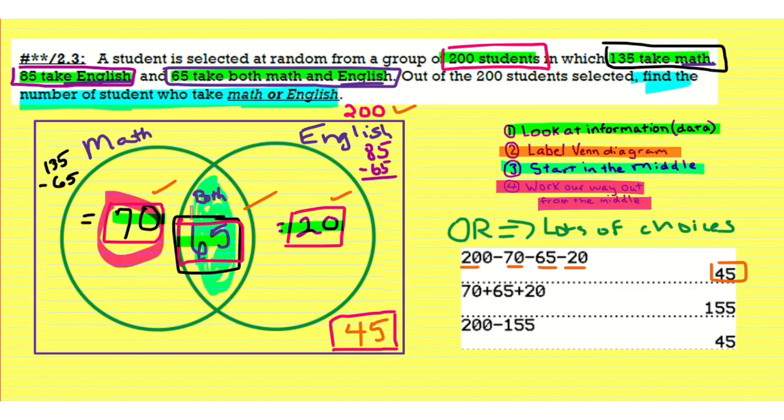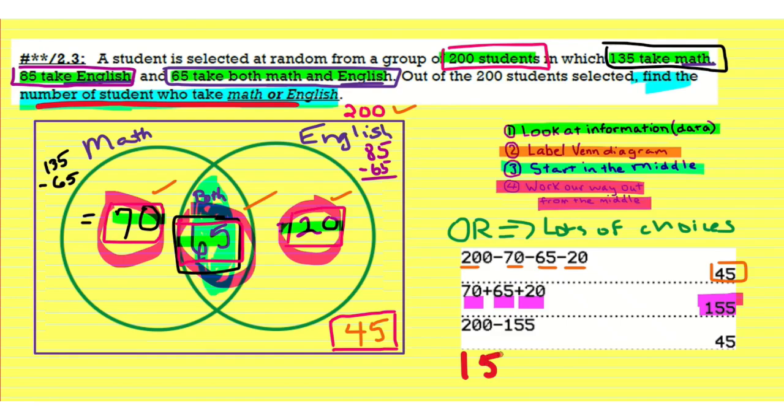It's going to be 70 plus 65 plus the 20. And here we have added up 70 plus 65 plus the 20, and that gives us a total number of students who took math or English of 155. So the answer to our question is that 155 students took math or English. Okay, so hopefully this helps you understand even more about how to use Venn diagrams to answer questions and to gather data for future questions that you may have.